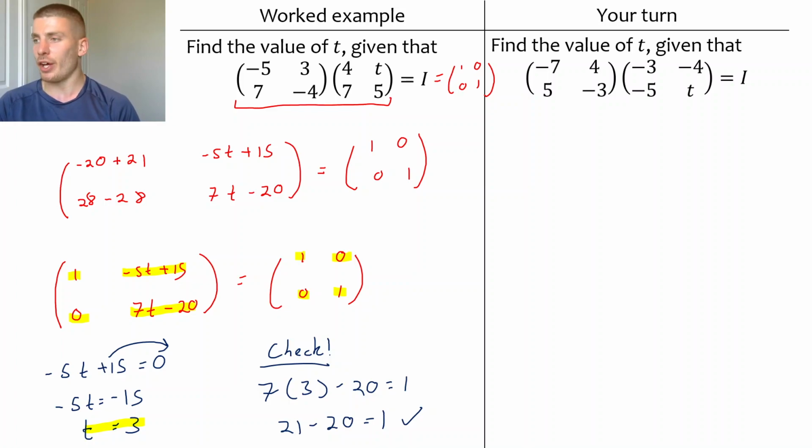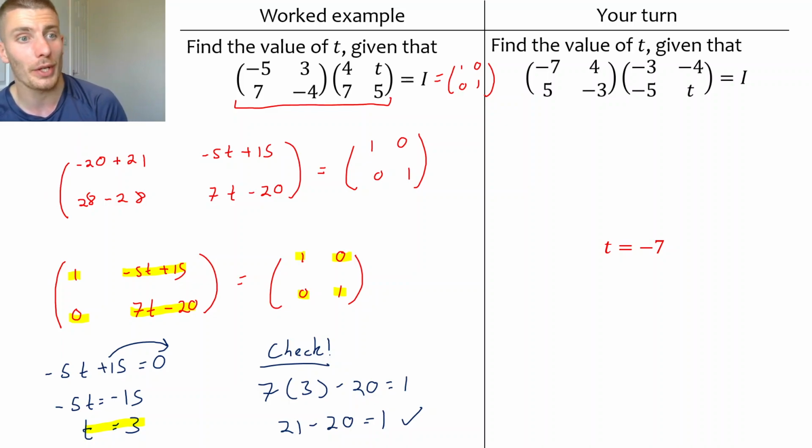Okay, hopefully you've given that a go. If you did, the answer for t should be equal to negative 7. If that is not correct, maybe try it again, and if you're still stuck, you can come and see me in class or comment in the comment section. But that is it for this video on multiplying matrices with the identity matrix involved. Okay, thank you.